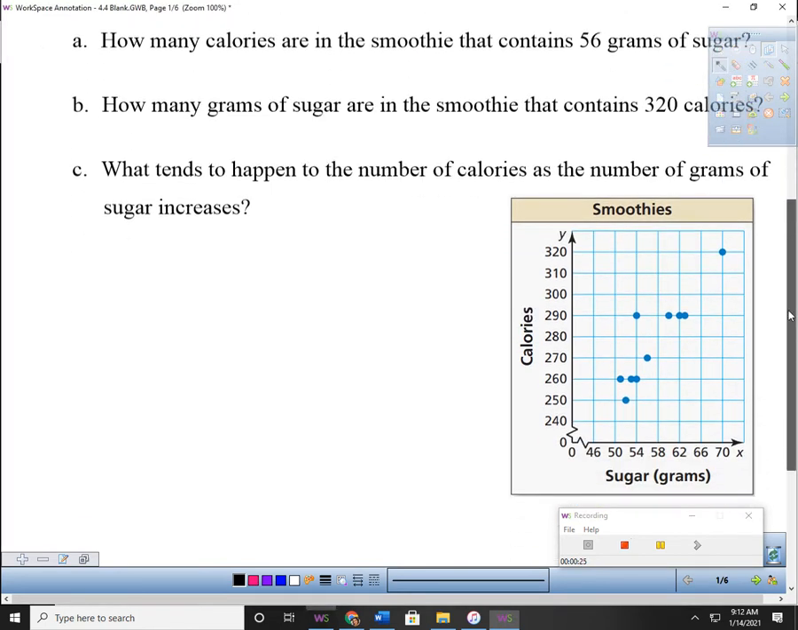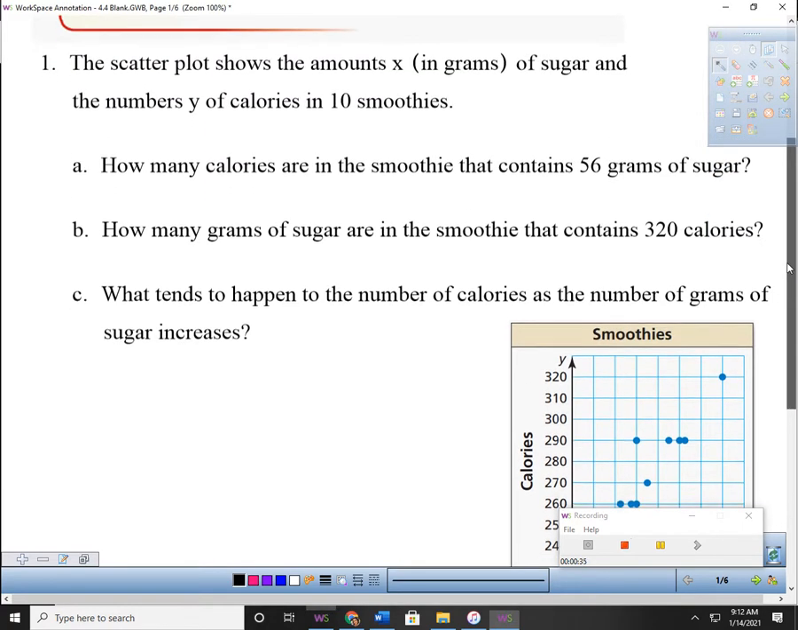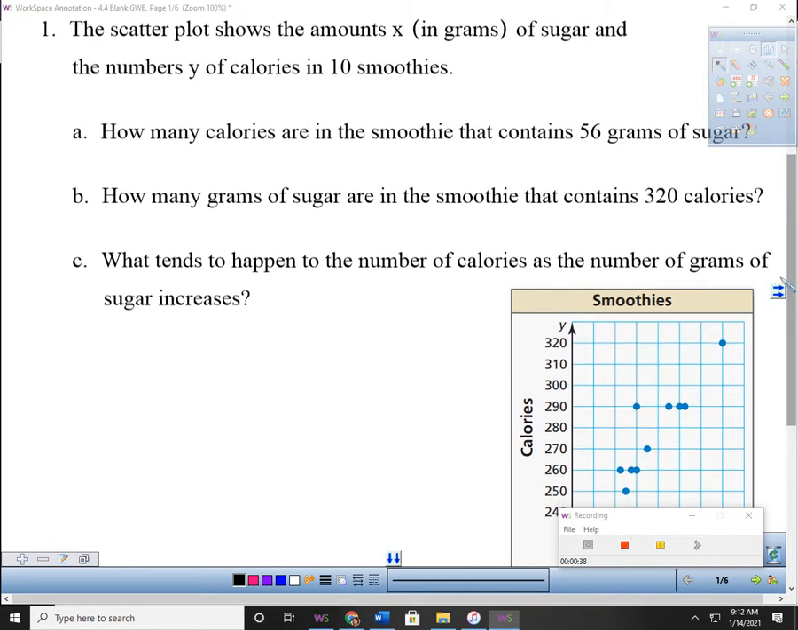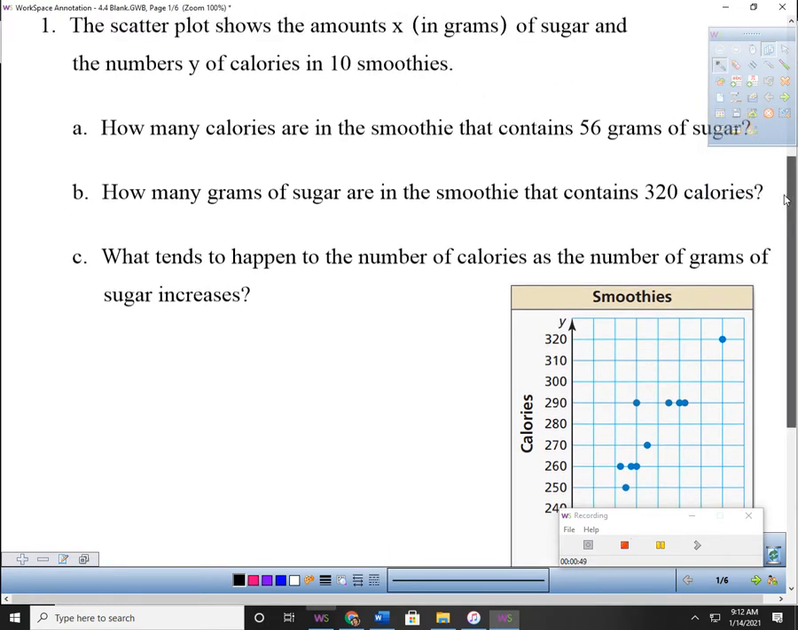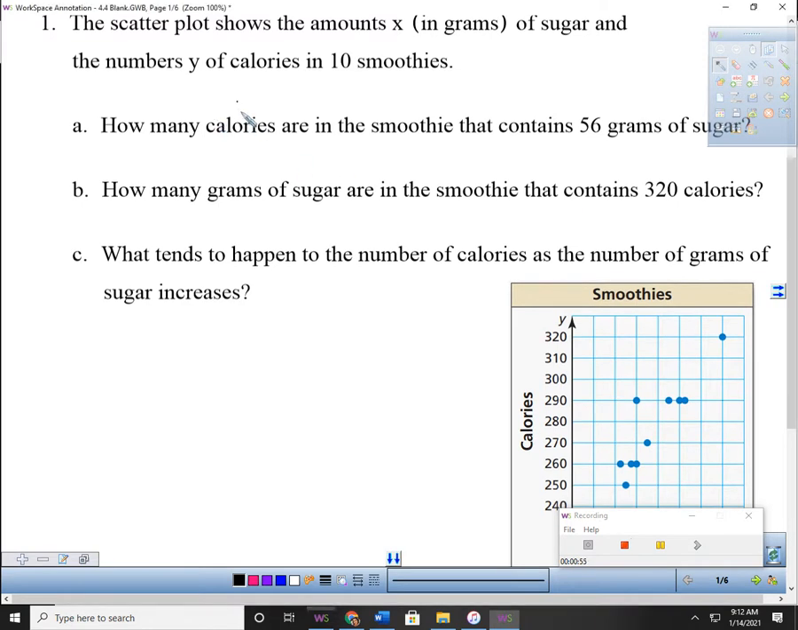So the amount of sugar in grams, that's the X-axis, right? So this would represent like 46 grams of sugar, 50 grams of sugar, 54 grams of sugar, and so forth. And the number of calories in 10 smoothies. So these are the number of calories, right? All right. How many calories? So we're looking for a Y value, right? How many calories? That means we should identify a number on this side, right?